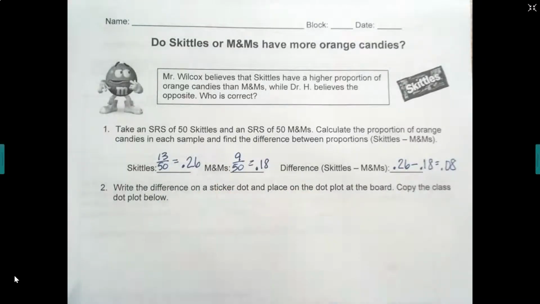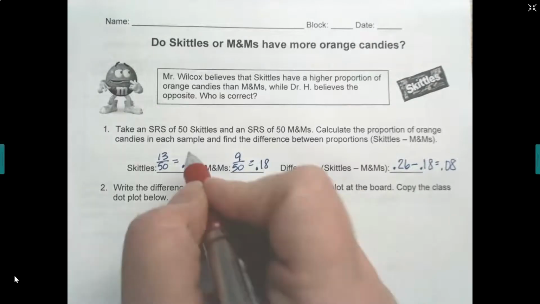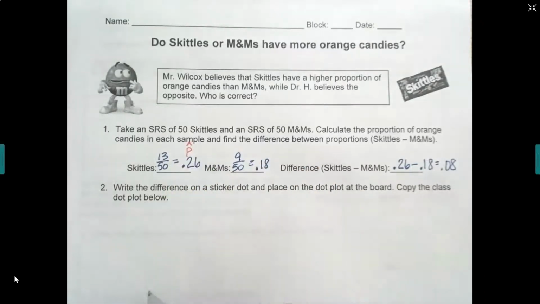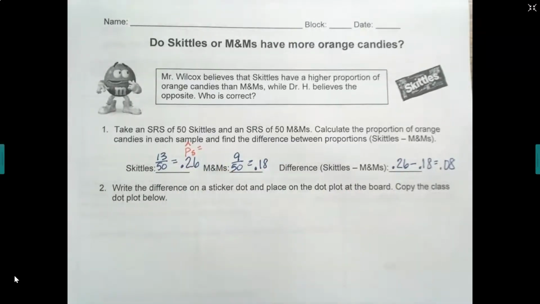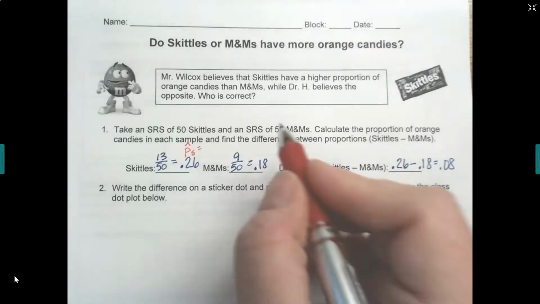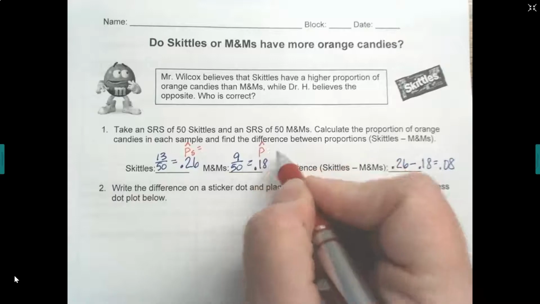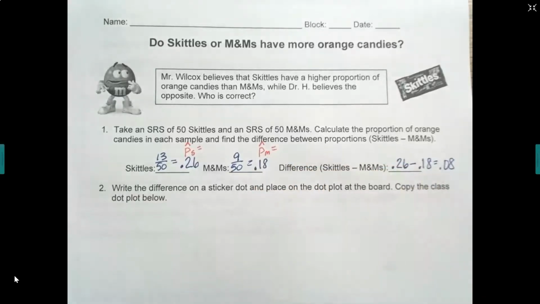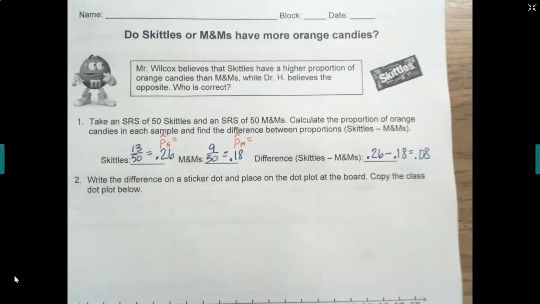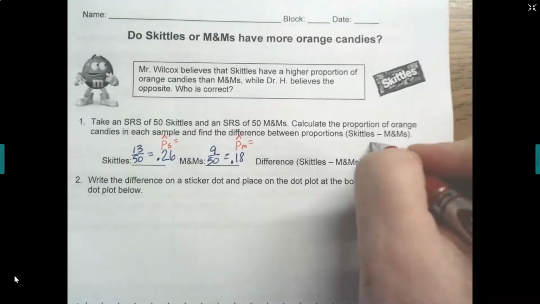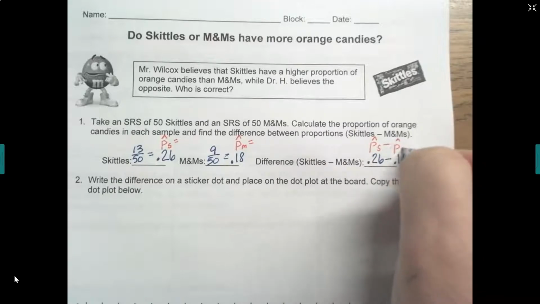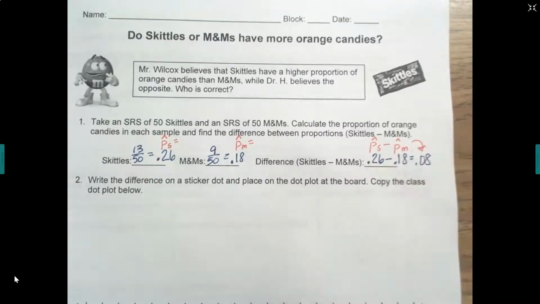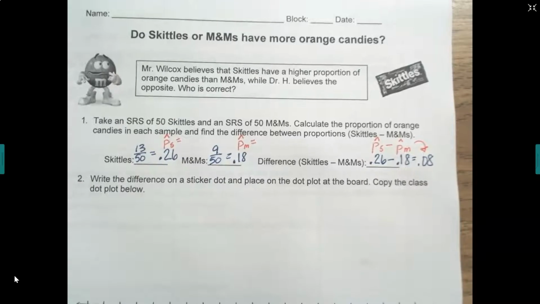Before we go any further, I want to give us some symbology to make sure that we're using. This is a sample, so it's a statistic. This came from the proportion of oranges in my Skittles, so I'm going to say p hat of s equals 0.26. And this sample statistic came from the M&Ms, and it's a proportion, so p hat of m equals 0.18. And p hat of s minus p hat of m is going to equal 0.08.